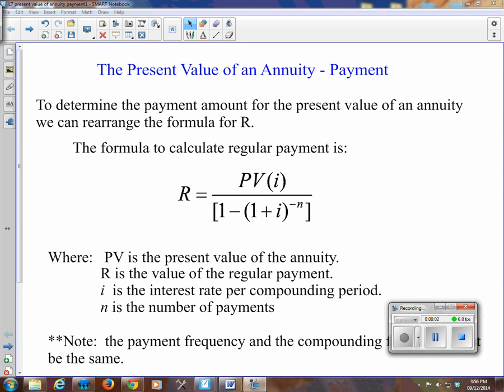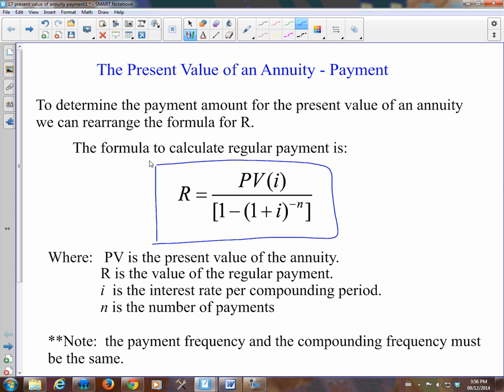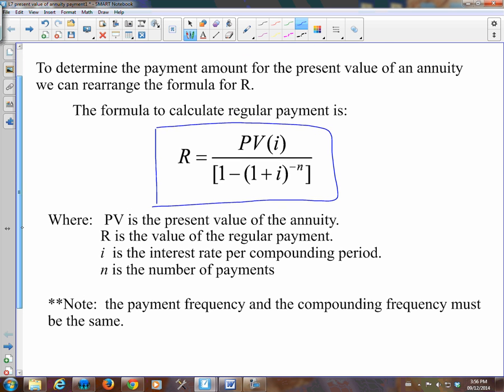Unit 5, Lesson 8, present value of an annuity payment. To determine the payment amount for the present value of an annuity, we rearrange the formula for R, and we get an equation that looks like this one. PV, R, i, and n all stand for the same things.